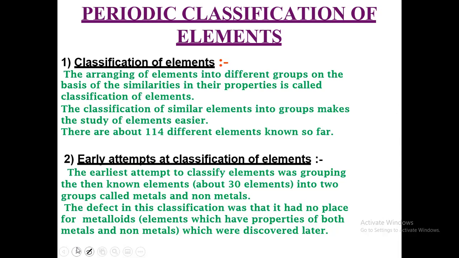What were the early attempts at the classification of elements? The earliest attempt was grouping the known elements, about 30, into two groups that are called metals and non-metals. The defect in this classification was that it had no place for metalloids. What are metalloids? The elements which have properties of both metals and non-metals and which were discovered later.